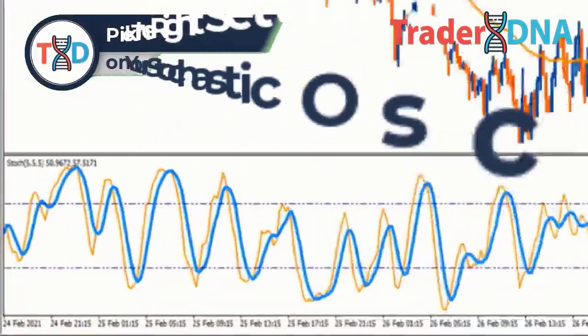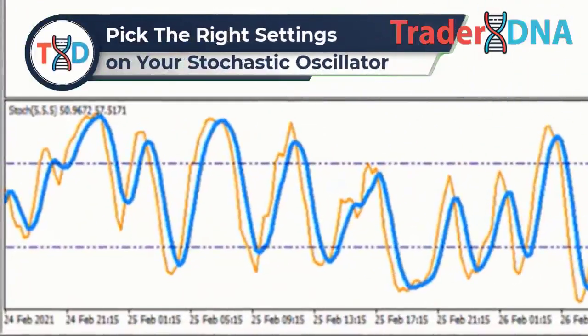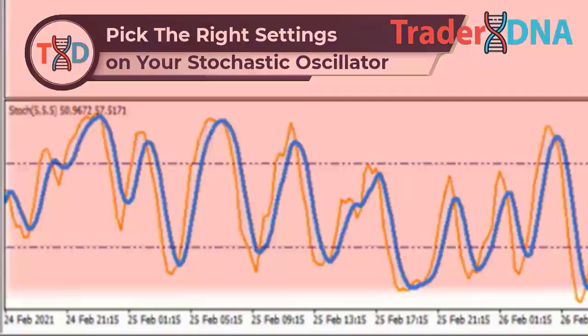Pick the right settings on your stochastic oscillator. The stochastic oscillator tracks the evolution of buying and selling pressure, identifying cycle turns that alternate power between bulls and bears. Picking the best parameters.